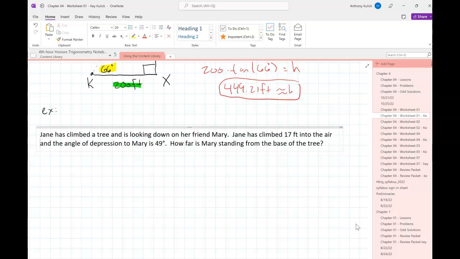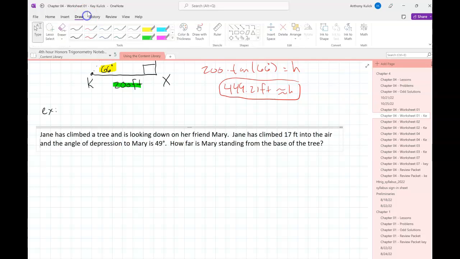Next up says Jane has climbed a tree and is looking down at her friend Mary. Jane has climbed 17 feet in the air, and the angle of depression to Mary is 49 degrees. How far is Mary standing from the base of the tree? All right.